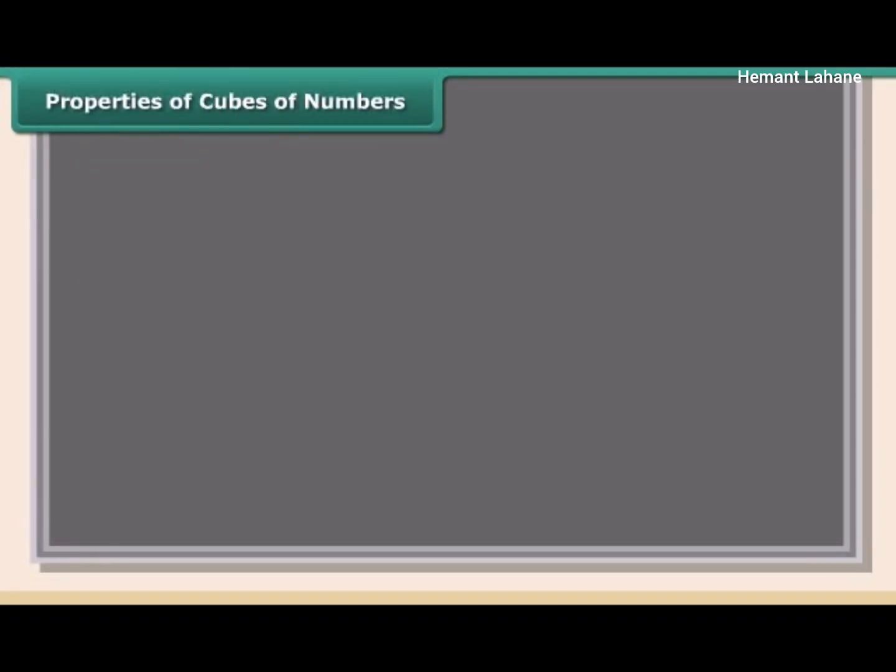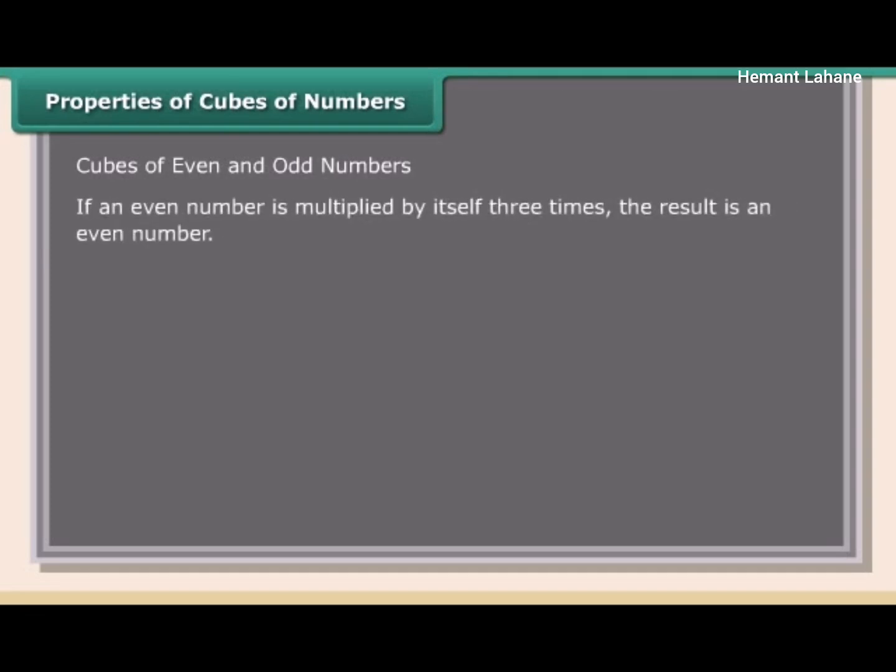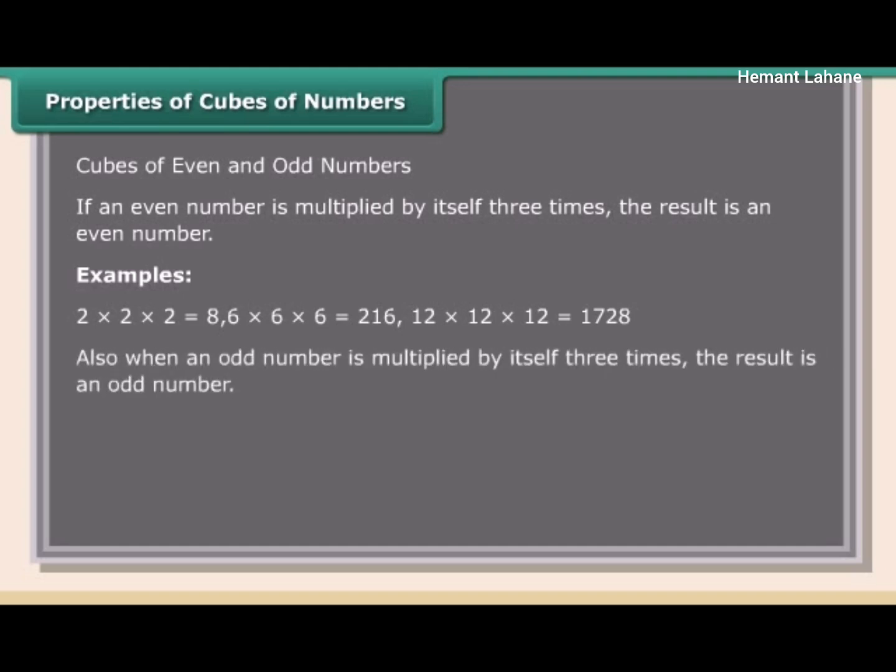Properties of cubes of numbers. Cubes of even and odd numbers. If an even number is multiplied by itself 3 times, the result is an even number. Examples: 2 into 2 into 2 is equal to 8. 6 into 6 into 6 is equal to 216. 12 into 12 into 12 is equal to 1728. Also, when an odd number is multiplied by itself 3 times, the result is an odd number.